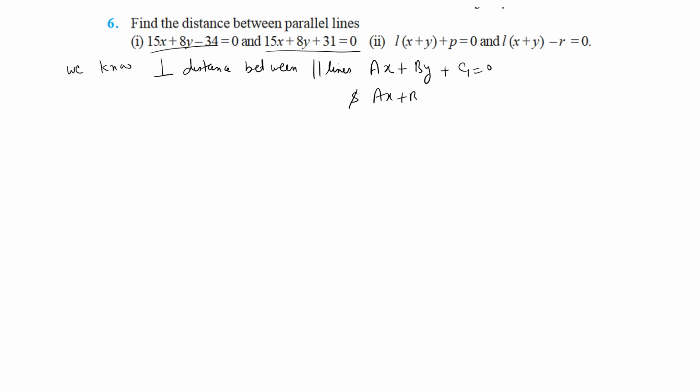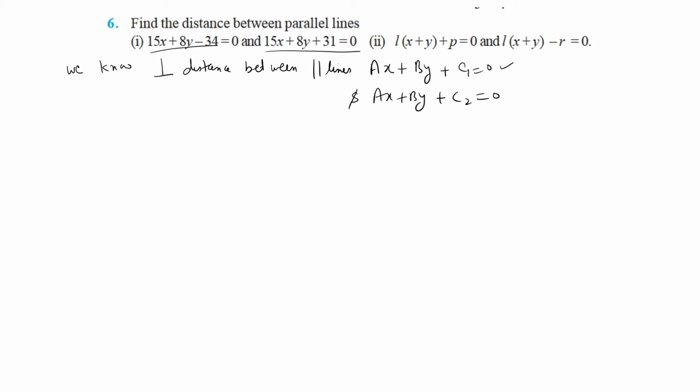Question number 6 is, find the distance between parallel lines. So how can you identify that both these lines are parallel? We know that the perpendicular distance between parallel lines ax plus by plus c1 equal to 0 and ax plus by plus c2 equal to 0 is given by a formula.